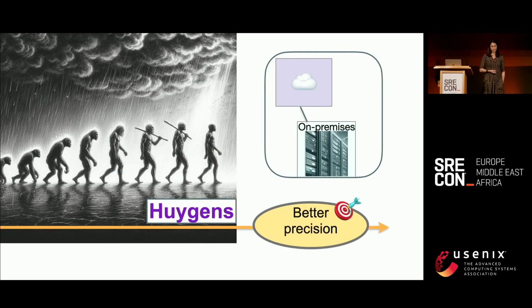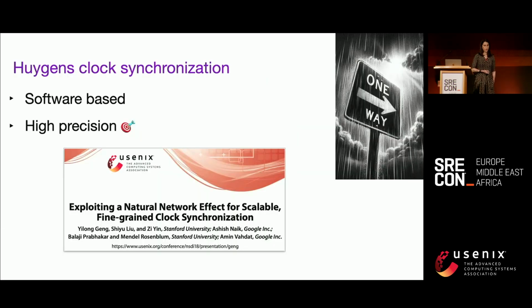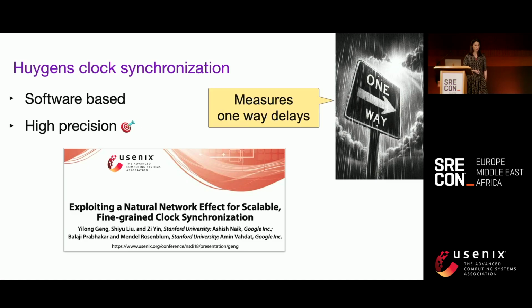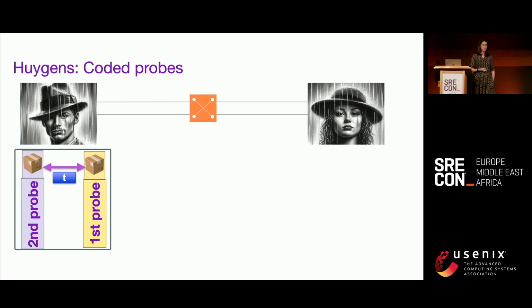So here's Huygens. It's another clock synchronization algorithm. It's one that was developed through Stanford Research. It's software-based, it's high precision, it measures one-way delays accurately. It relies on a few concepts that I'll walk through.